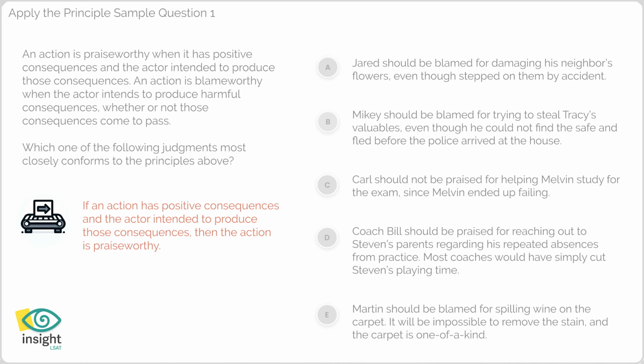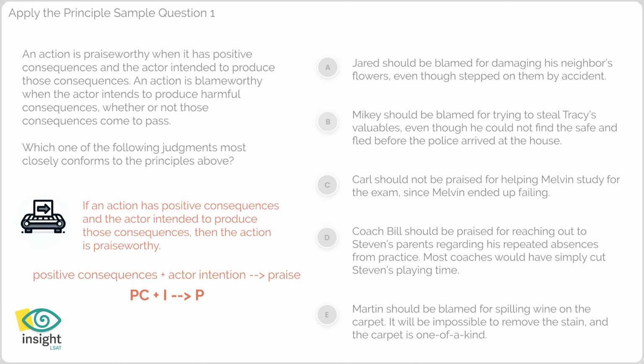Two things are going to be on the input side of our if-then, and one will be on the output side. Here's how I'd break it down. If an action has positive consequences, and the actor intended the consequences, then the action is praiseworthy. Or, in short, let's say PC, to avoid confusion with praiseworthy, plus I, then P.